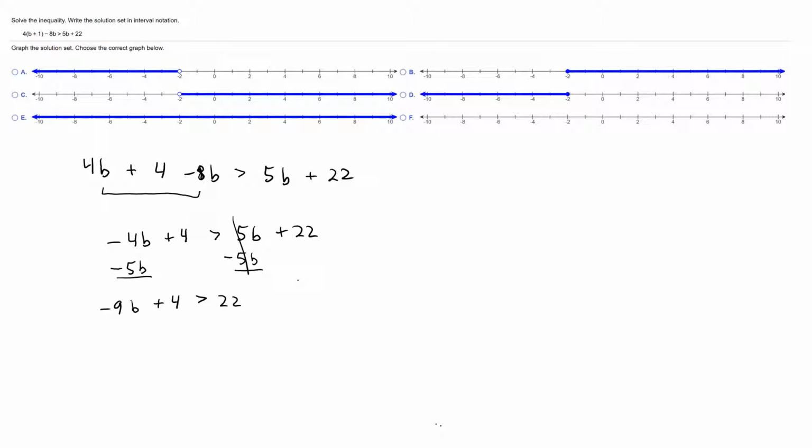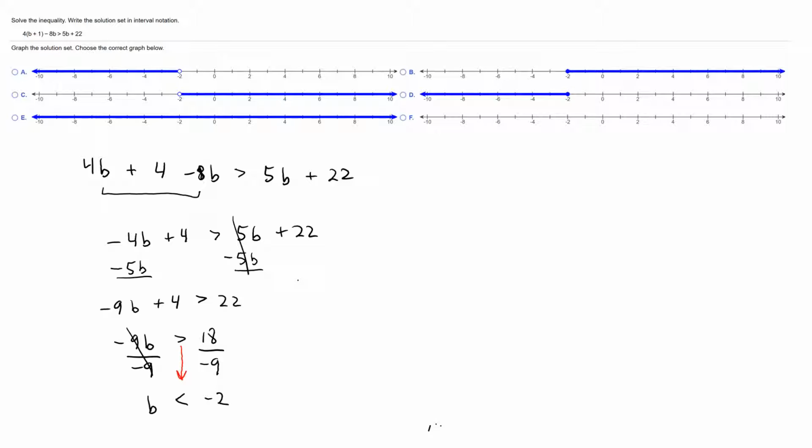Now we subtract 4 from both sides, so we have negative 9b is greater than 18. And finally we have to divide by negative 9. And since I'm dividing by a negative value, we need to flip or change the direction of the inequality symbol. So whenever we divide or multiply both sides by a negative, the inequality sign needs to change directions, and we have negative 2. So b is less than negative 2 is the solution to the inequality.